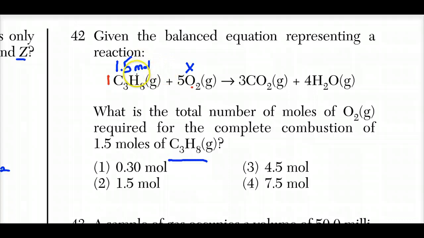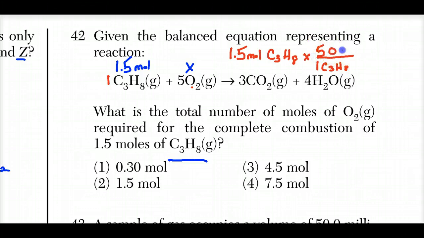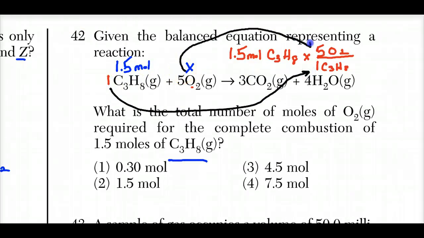Now, how I would teach this when I'm teaching stoichiometry, I would say, okay, 1.5 moles of my chemical given, in this case it's propane. I'm going to multiply it by the mole ratio. There's 1 propane, C3H8, to 5 oxygens. And all I did, party people, was take the balanced equation and put it right there.